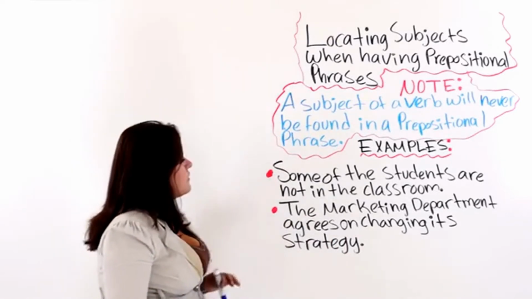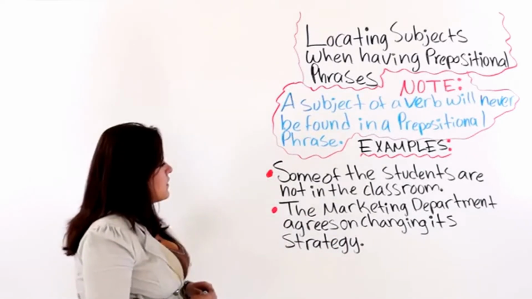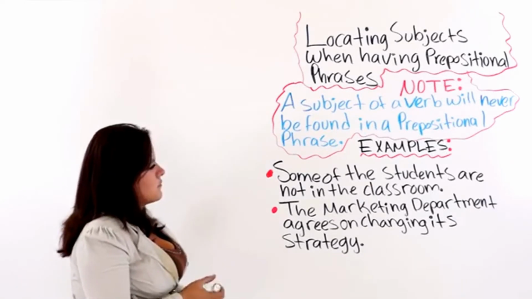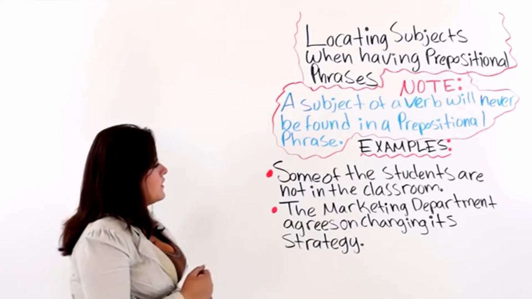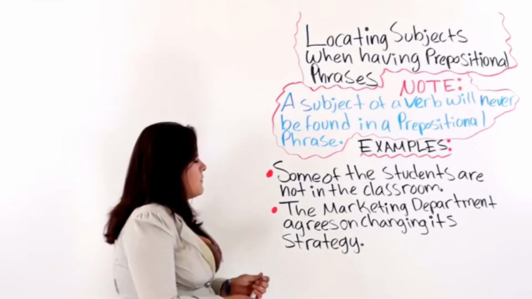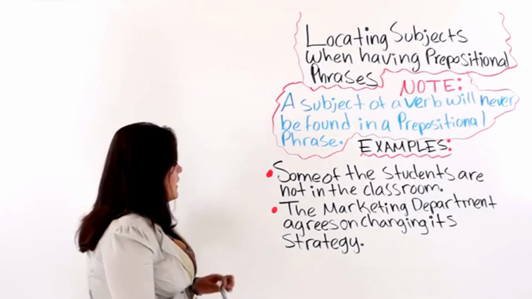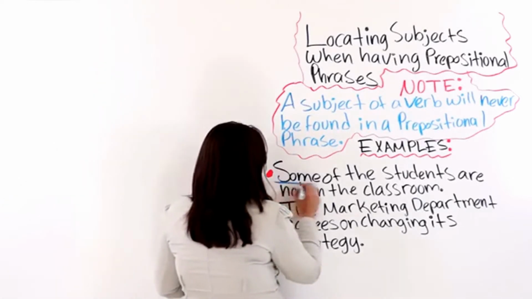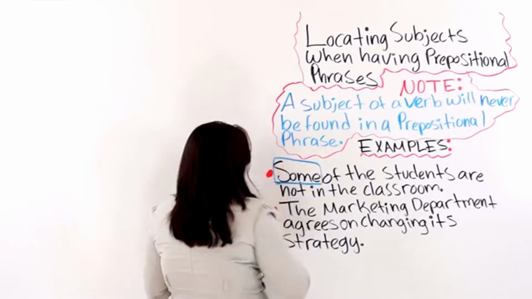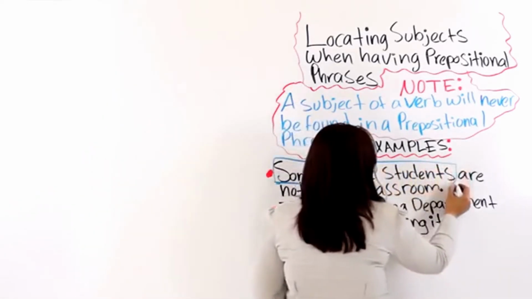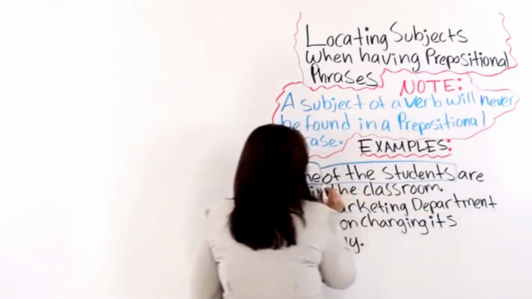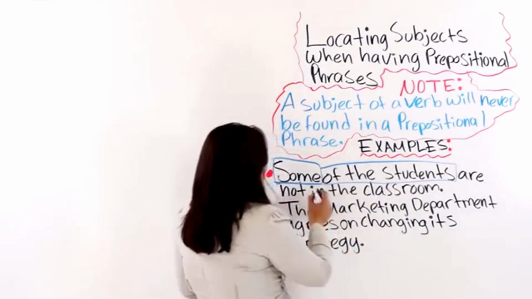The first one says, some of the students are not in the classroom, okay? We have the prepositional phrase in the classroom. Are not, some of the students. We have an indefinite pronoun some, and then we have another prepositional phrase here, of the students. Okay, are not in the classroom.